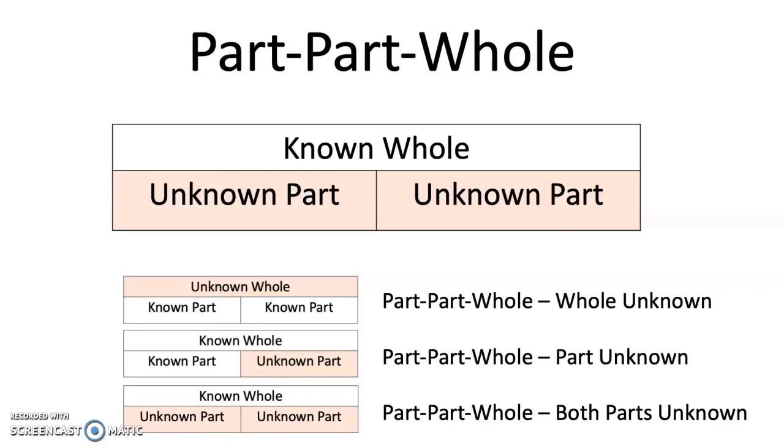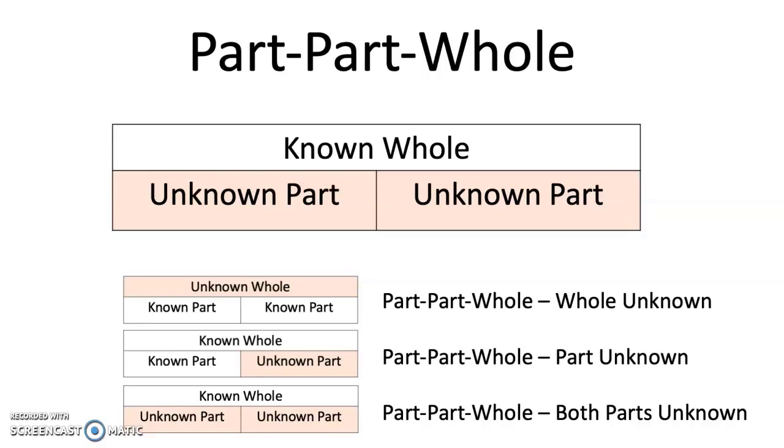The last kind of part-part whole word problems are ones that do not state the quantities for either parts of the whole. These kinds of problems create opportunities for children to think about all the possible decompositions of the whole. For instance, I might have 7 flowers to put in 2 different vases, and I want to know how many flowers could go in each vase.